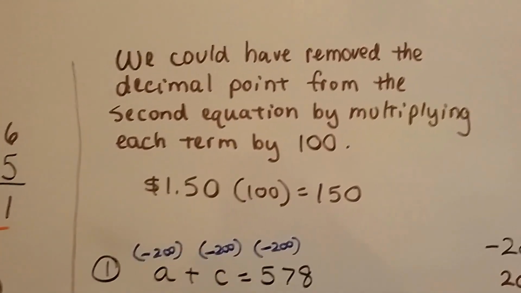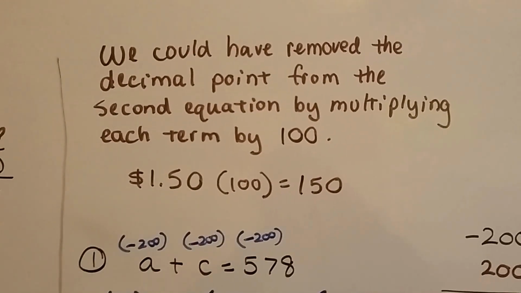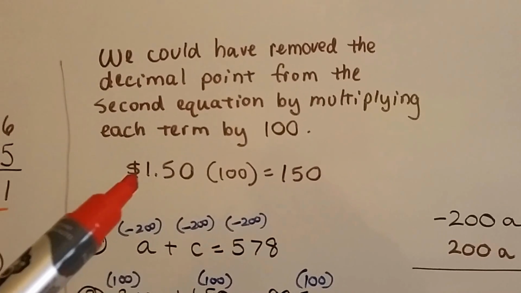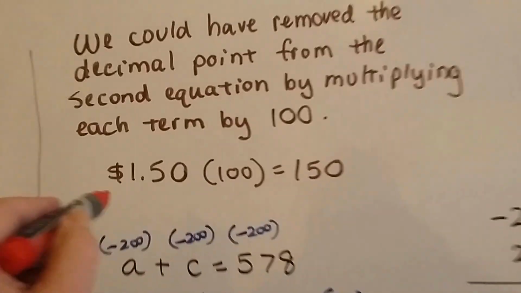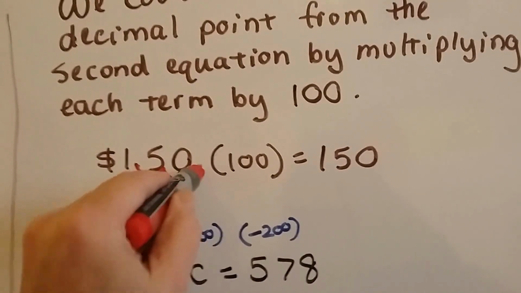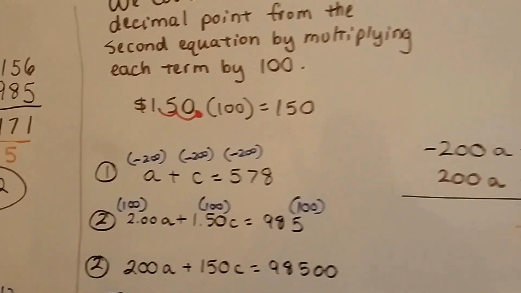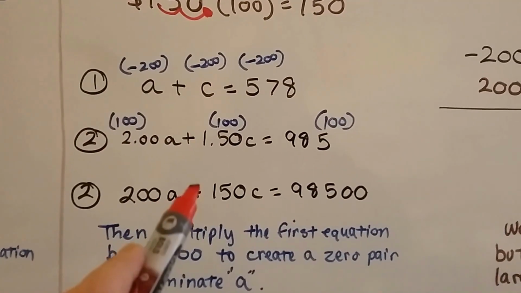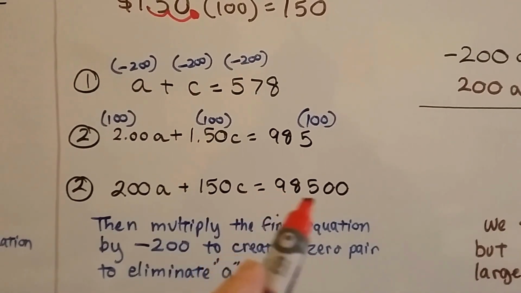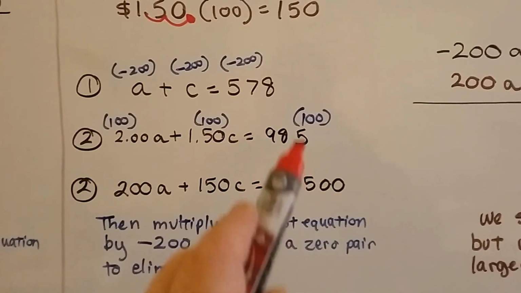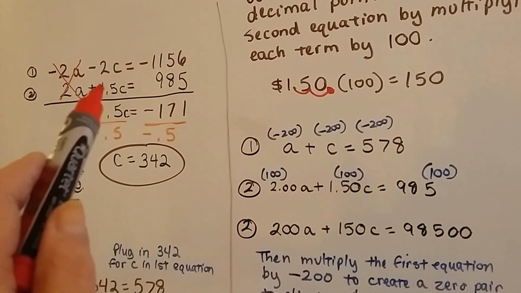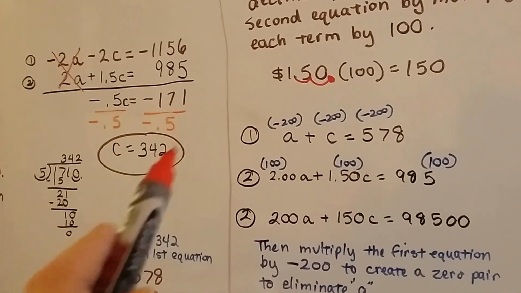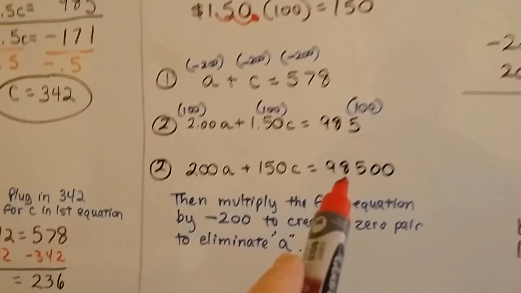Now, what would have happened if we kept it as money, like $2 and $1.50? So we could have removed the decimal point from the second equation by multiplying each term by 100. So we had $1.50. If we multiply it by 100, that moves that decimal place back 1, 2 to here, and now we have 150. And if we do it to each one of the terms, we have 200A plus 150C equals 98,500. Now see what happened, how this got so huge? By me keeping it at a 1.5, yeah, I had to deal with the decimal, but it kept the number smaller. And now I've got 98,500.